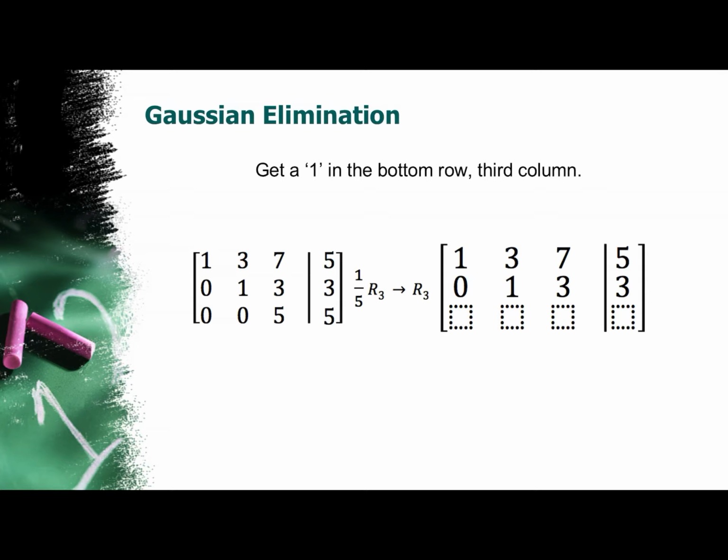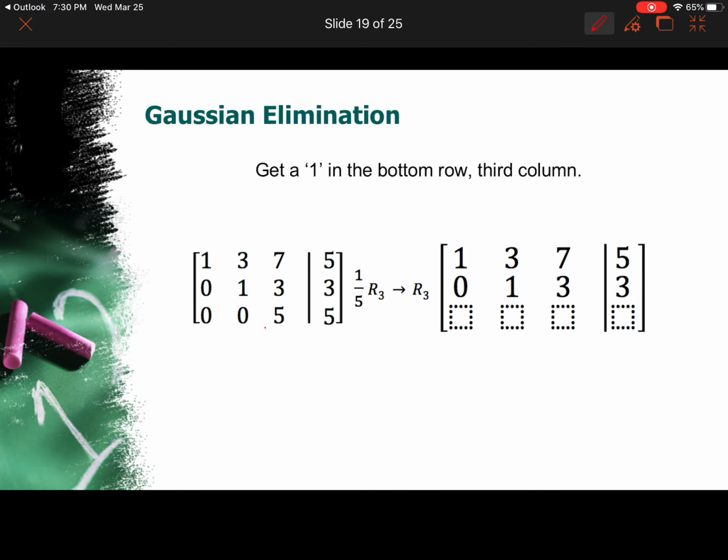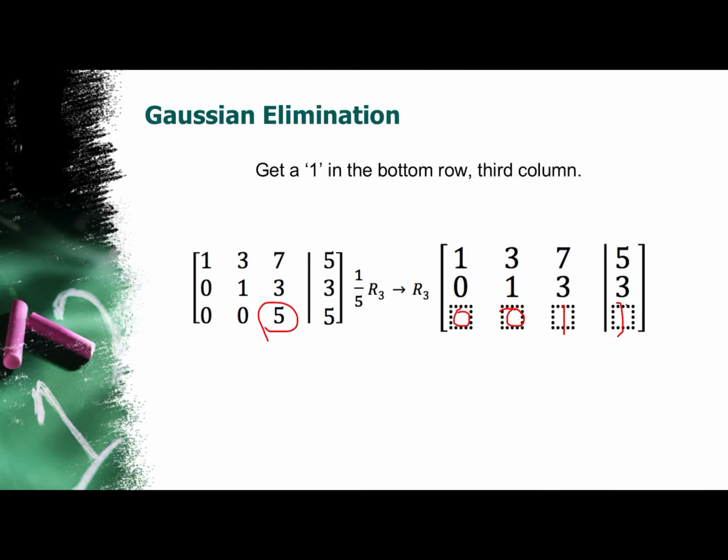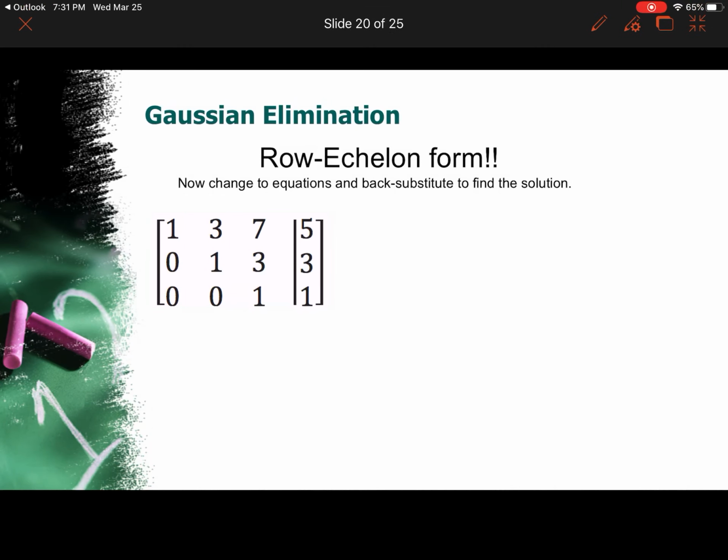And then now we want to get a 1. I need a 1 right here. And I can't use any of the other rows because they'll mess up my zeros. I just need to divide. So I'm going to divide the bottom row by 5. So 0 divided by 5 is 0. And then another 0. 5 divided by 5 is 1. And 5 divided by 5 is 1. And ta-da! We have row echelon form. I have all my 1s here.